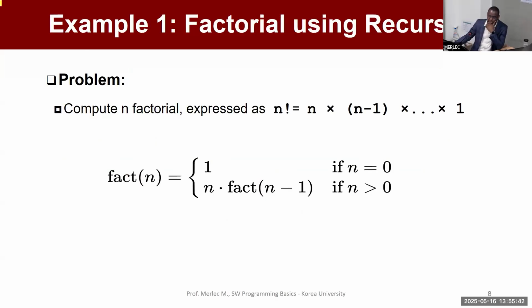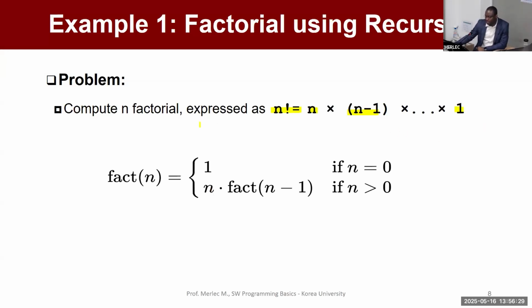The first case of a problem that requires a recursive solution is the factorial problem. The formal definition says that the factorial of n, notated as n with an exclamation point, is equal to n multiplied by n minus 1, n minus 2, until we reach 1. So this is the formal specification of the factorial problem.